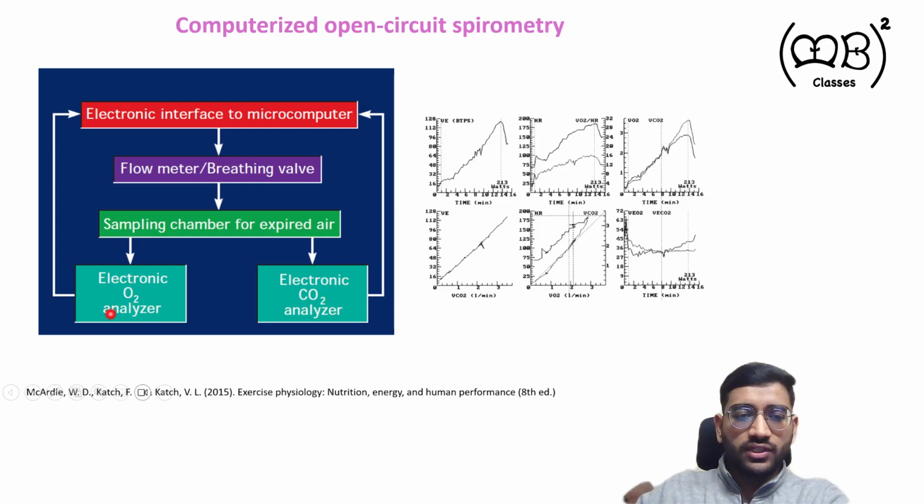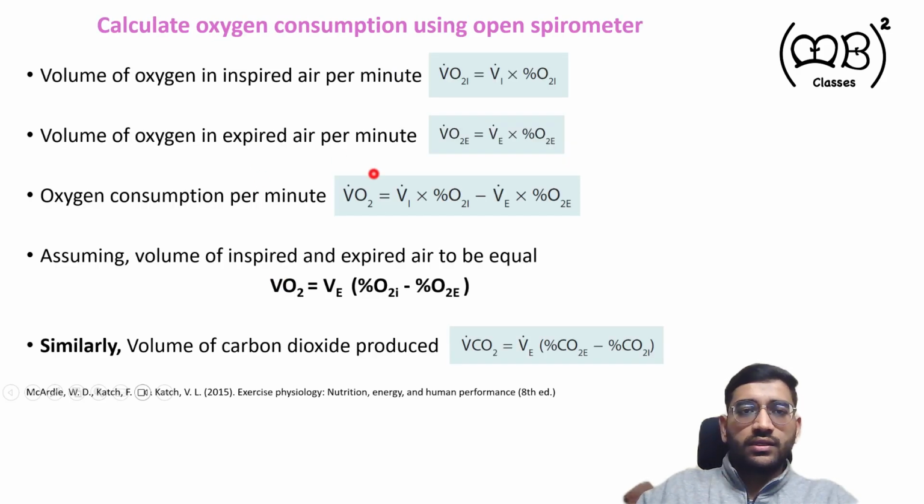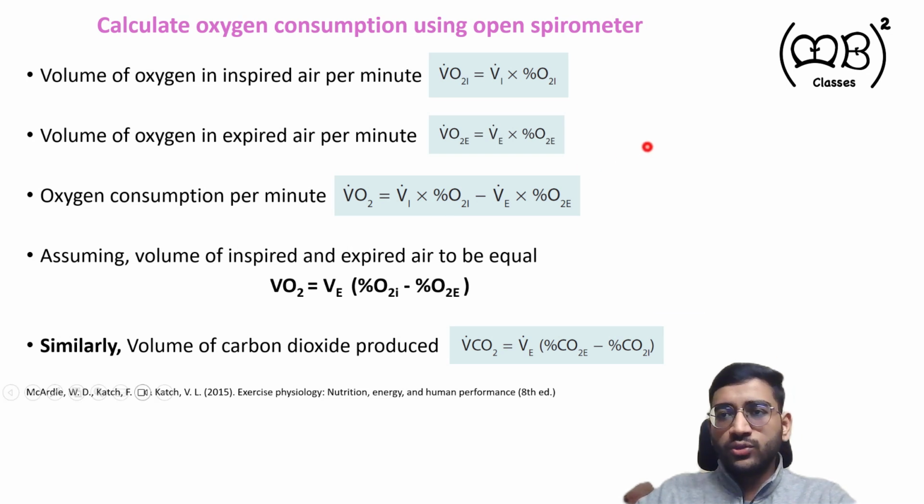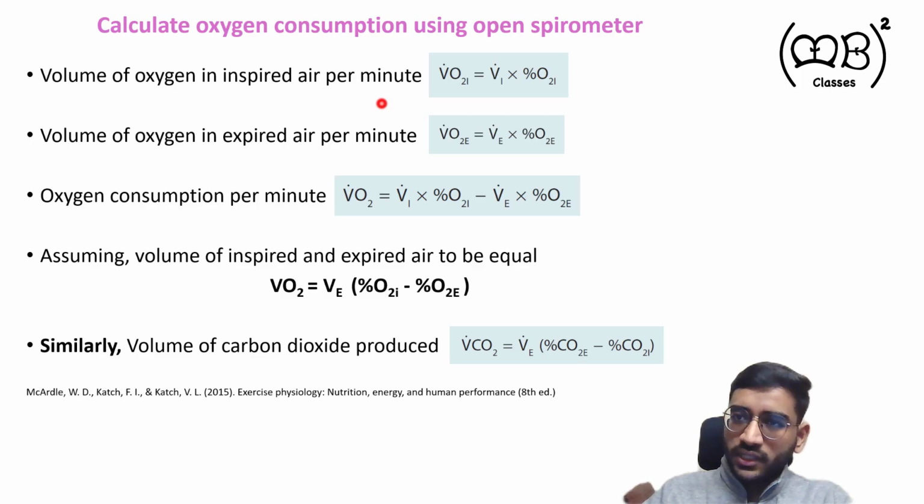There are CO2 and oxygen analyzers present, and they calculate the carbon dioxide and oxygen percentage in both the inspired and expired air. So to calculate the oxygen consumption using an open spirometer and all the parameters it's giving you, like volume of inspired air, volume of expired air, and all the percentages, let's focus on oxygen first. For oxygen consumption, we need to subtract whatever oxygen is being exhaled from whatever oxygen is being inhaled. This would give us the oxygen consumption.